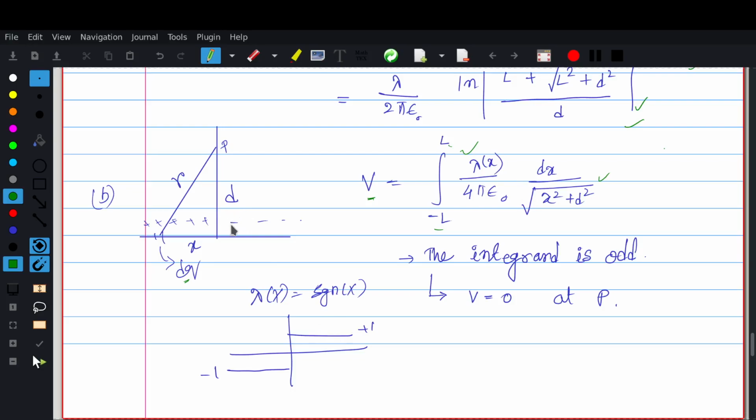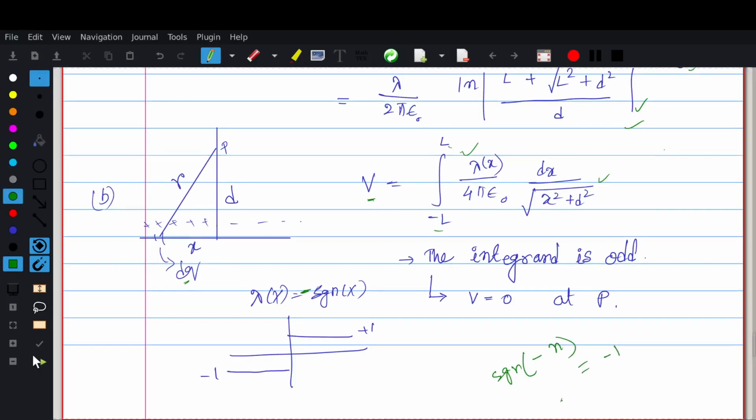For this region, it is like a minus of the sign function. When x is greater than 0, then you have negative charges. You know the sign function, sgn: the sign function of any negative number will give you minus 1, and the sign function of any positive number will give you plus 1. So this lambda is just the sign function times some magnitude lambda naught, which is given in the problem.